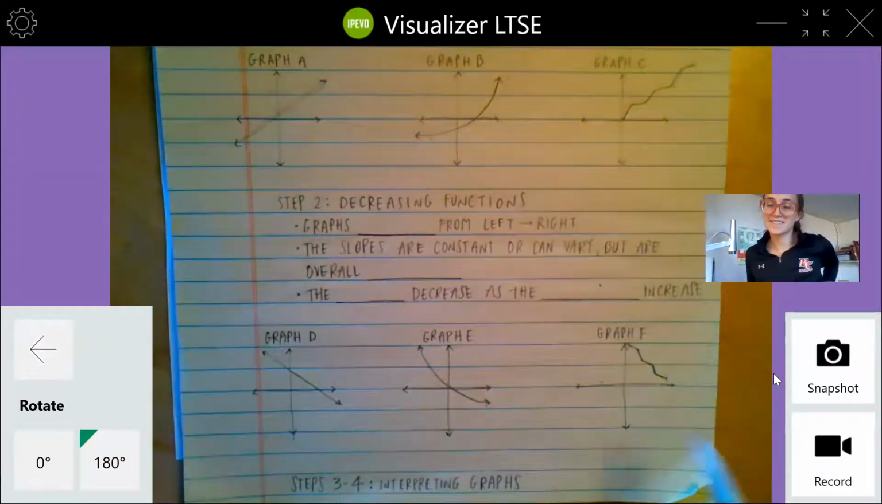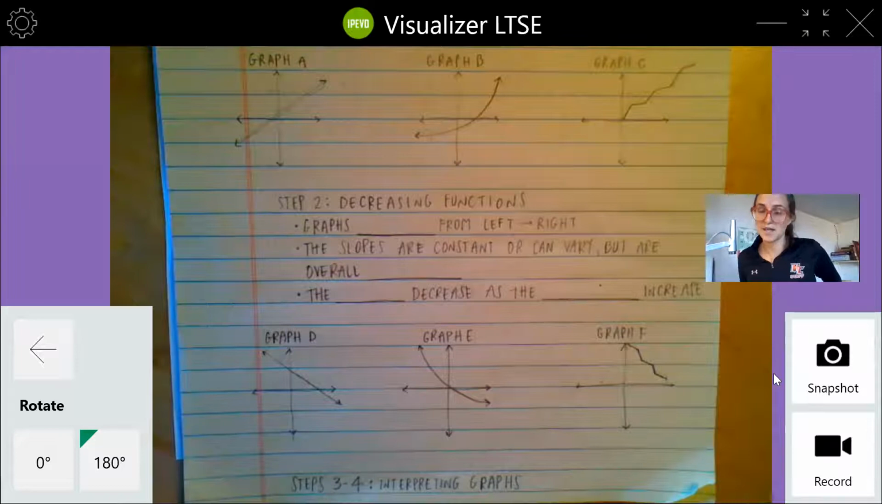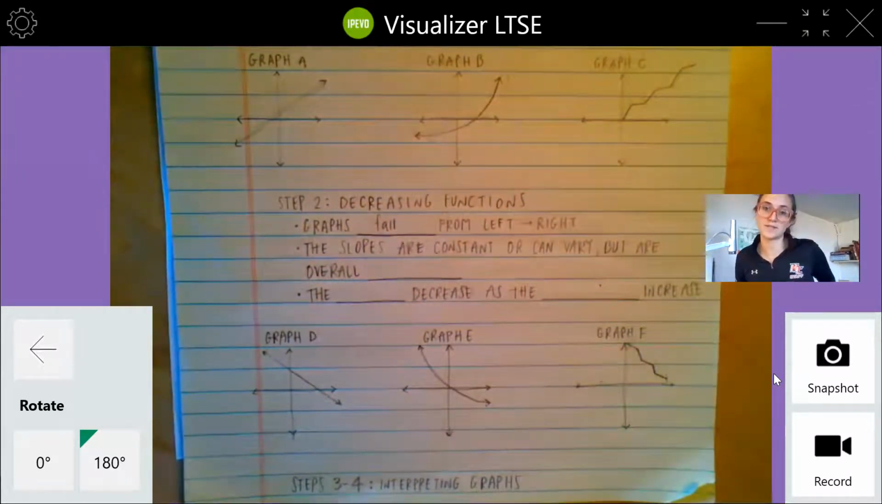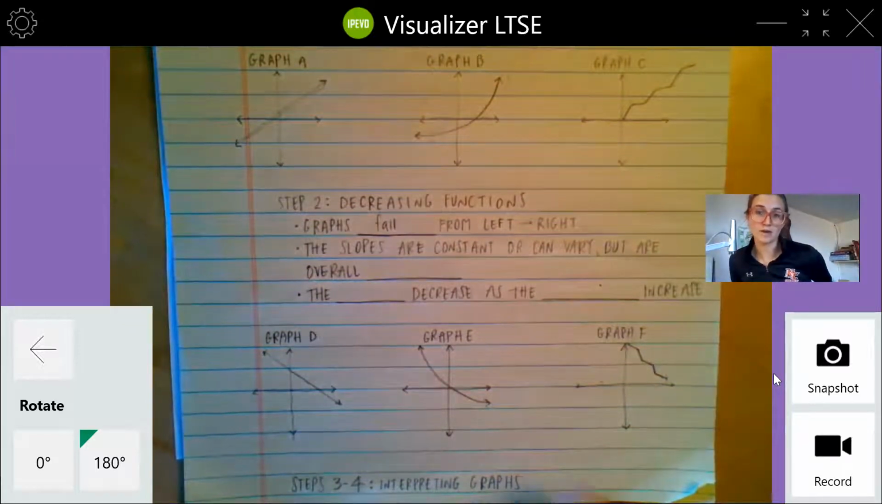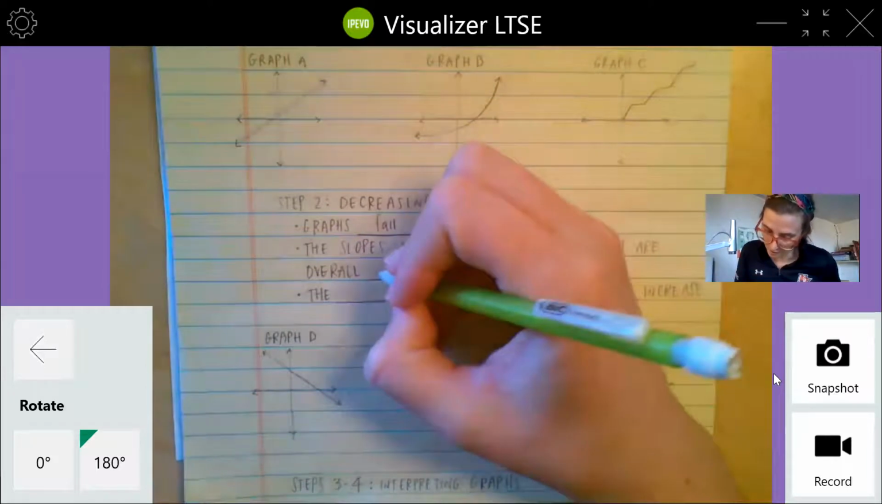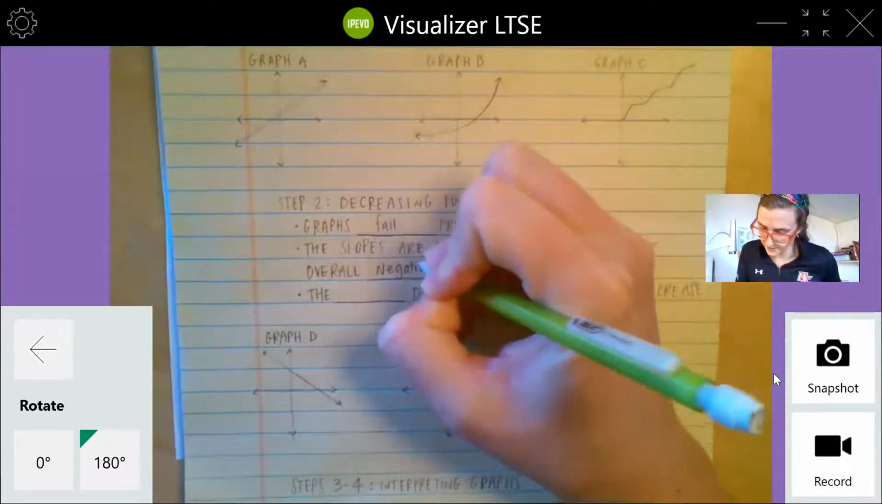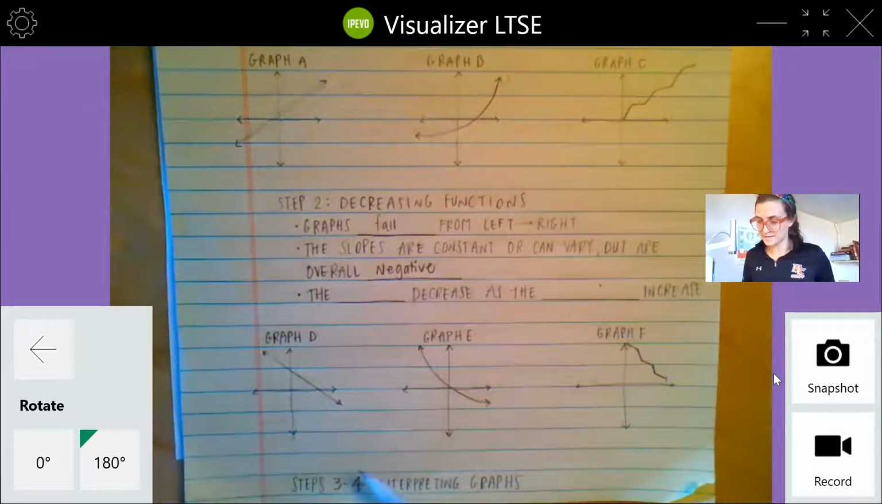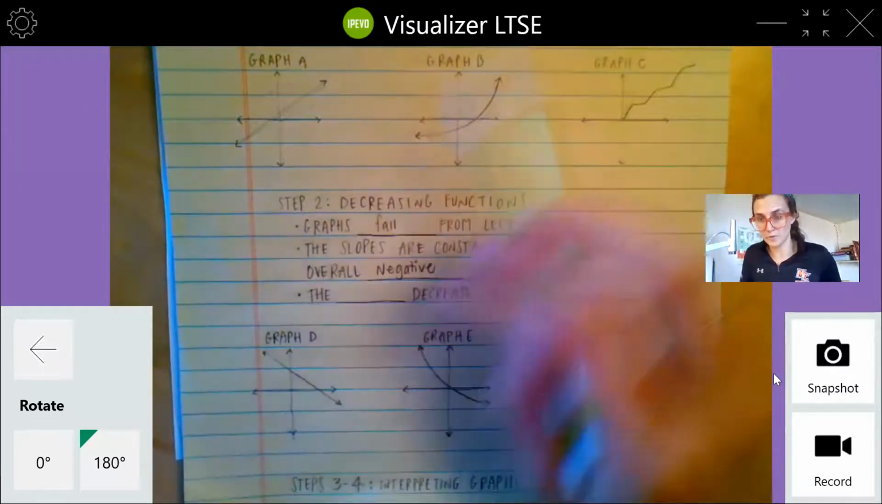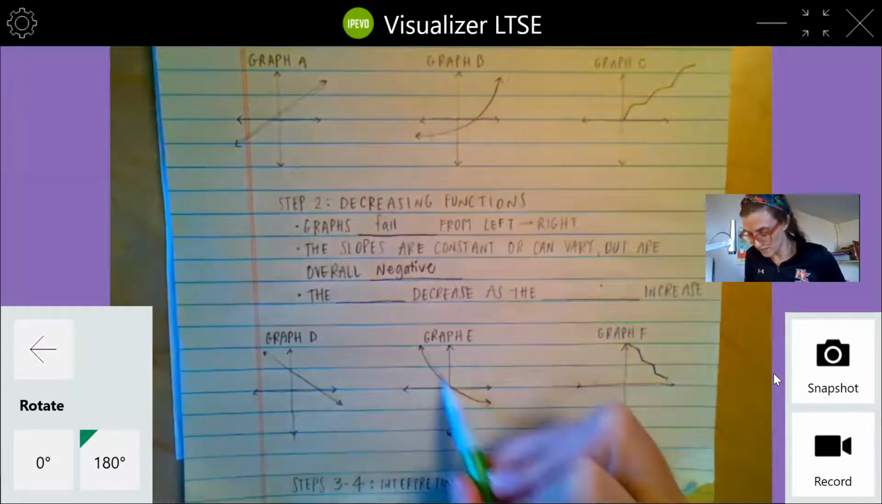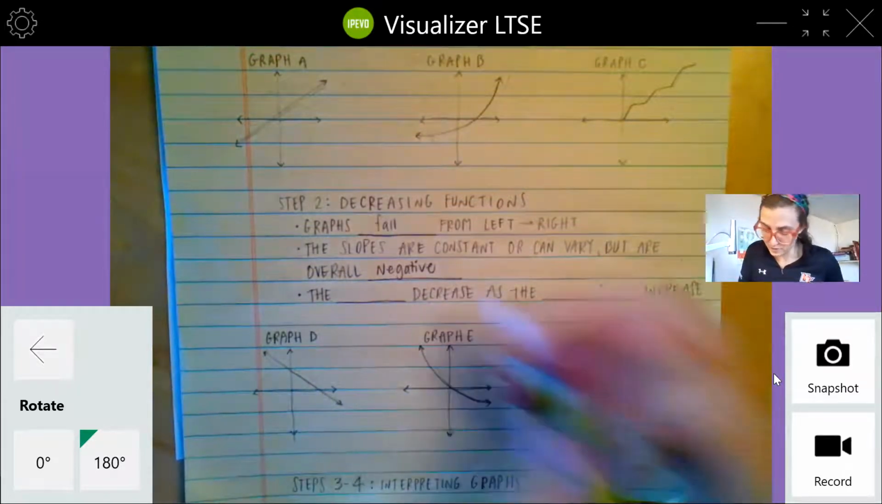All right, so in the decreasing functions, the graphs fall from left to right. They go down. And again, the slopes are constant, or they can vary, but overall, they are negative. Overall, they are negative. And just as opposite of up here, the y values are going to now decrease as x values increase.